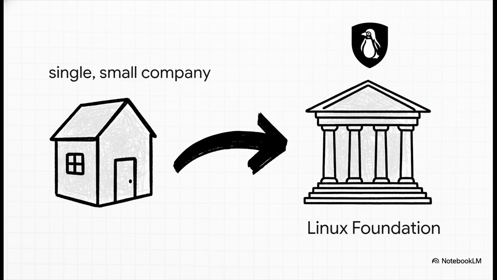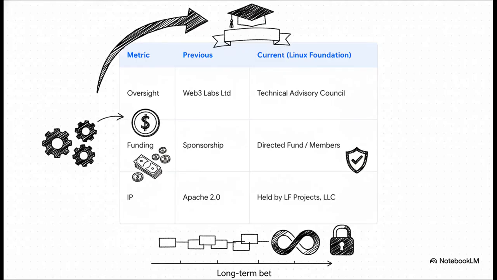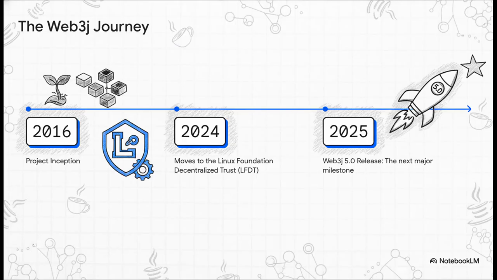Large companies are always a little hesitant to build their future on software that's controlled by a single small company. It feels risky. This move to a neutral, nonprofit home was like a graduation. You can see right here, the oversight shifted from one company to a technical advisory council made up of industry experts. Funding is now handled through a multi-member model, and the intellectual property is held safely by the foundation. The bottom line is this. It guarantees the project is here for the long haul, that it's neutral, and that makes it a safe, long-term bet for any corporation.